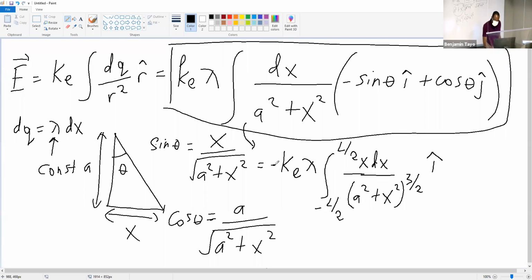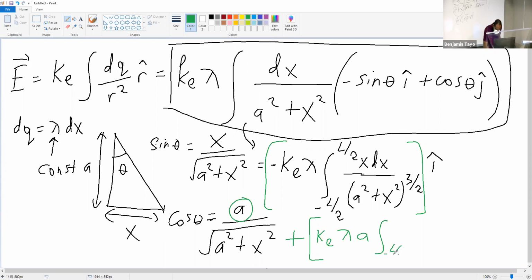And then the next term. So this is the i component, so all of this is i. And then my j component is plus KE. Now, I can pull out this a, since it is a constant, so KE lambda a, the integral from negative L over 2 to L over 2. This will just be dx.